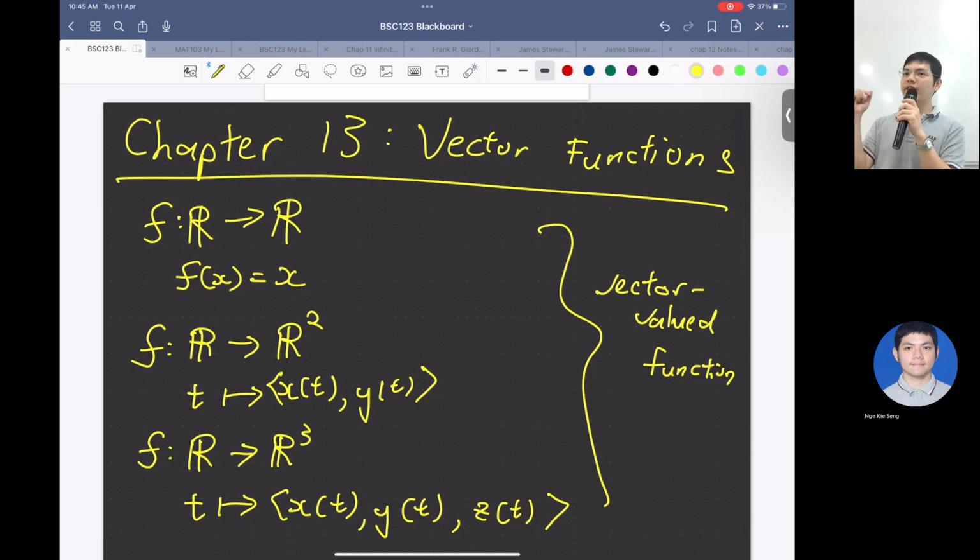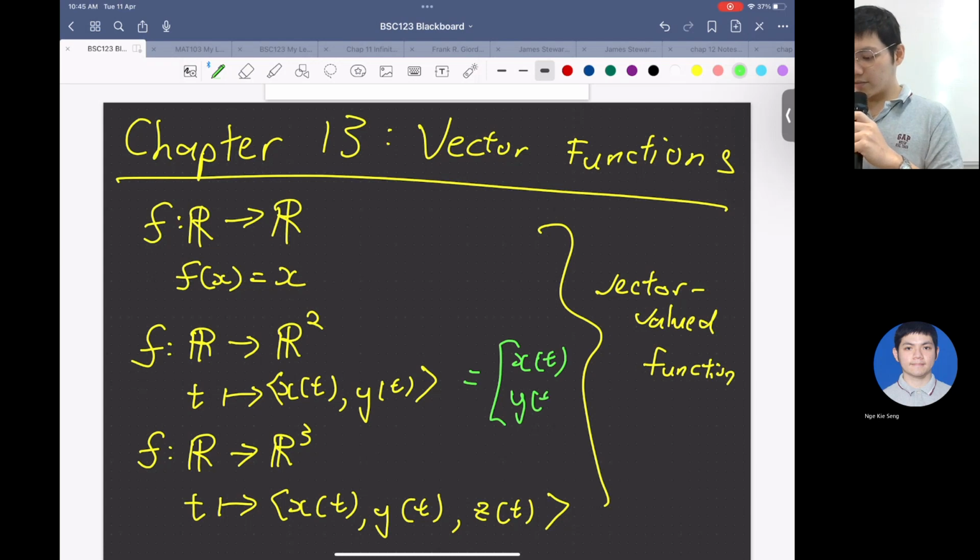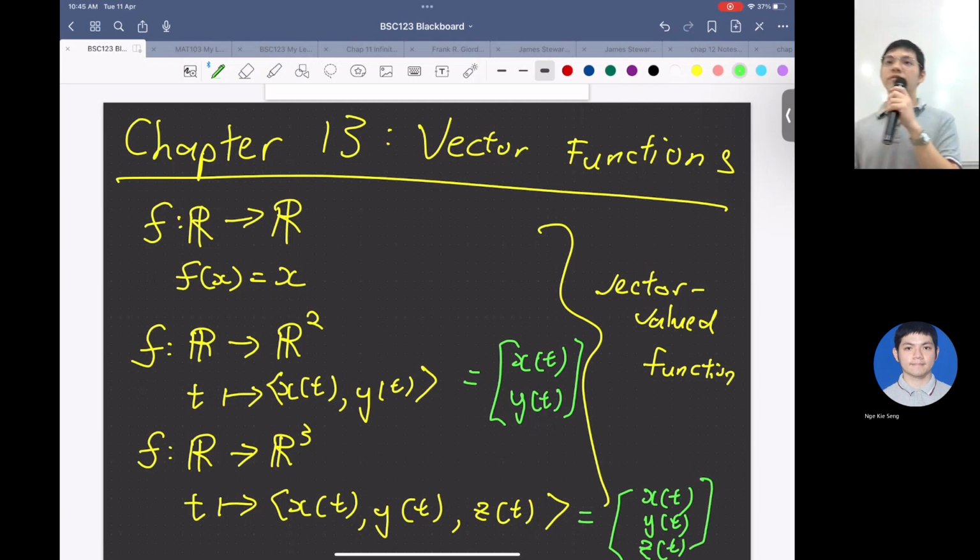What do we mean by vector-valued? Meaning I give you a number, you give me a vector. So how is this a vector? If you are more familiar with a column vector, you can see it in that way. But to be consistent, we will use row vectors. To remind you, this is really the column vector. It's linear algebra, so we are combining linear algebra and calculus together.